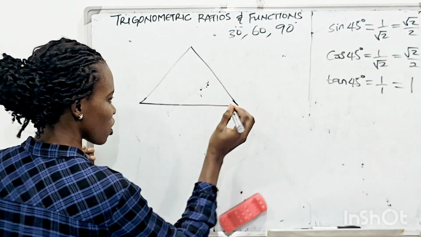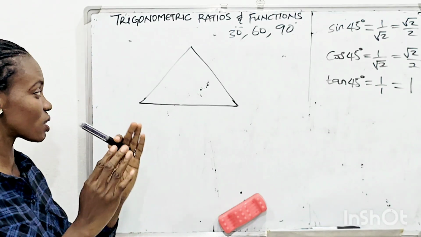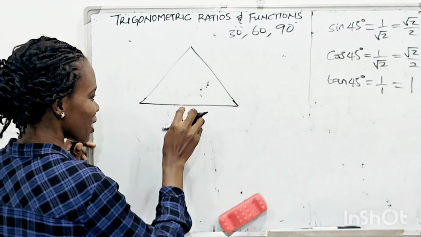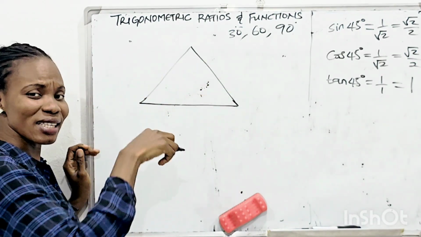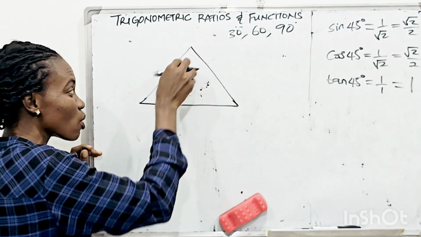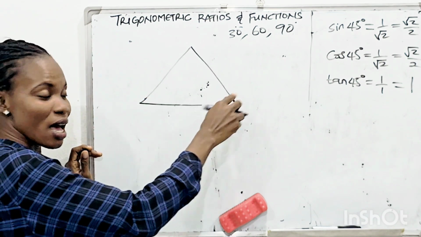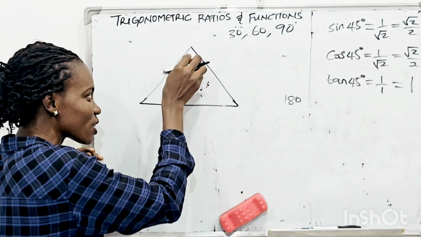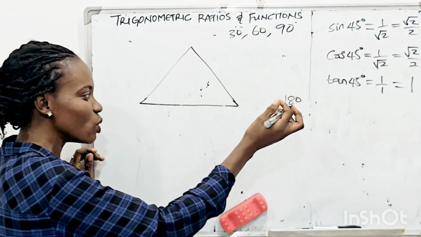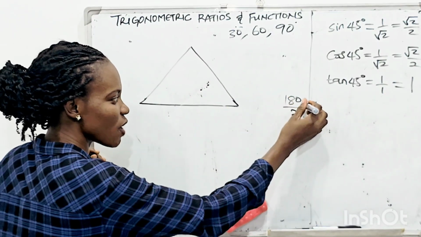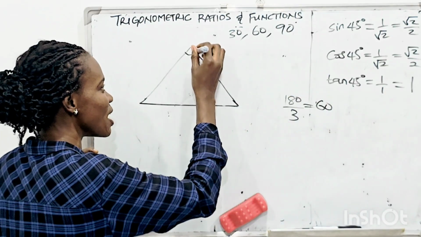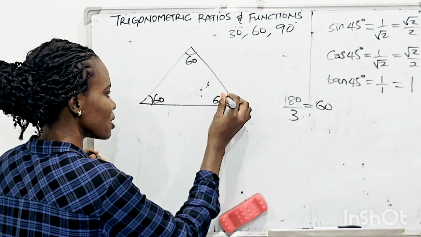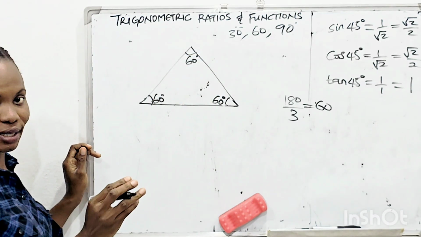You remember what an equilateral triangle is? An equilateral triangle is the type of triangle where the 3 sides are equal. So what is here is the same thing as here and the same thing as here. And if the 3 sides are equal, it then means that the 3 angles are equal. Are you getting it? And you know the sum of angles in a triangle is 180. So if these 3 angles must be equal, we divide it by 3. And if you divide it by 3, you're going to have 60. So meaning that here is 60, here is 60, and here is 60 degrees. Are you getting it? Fine.